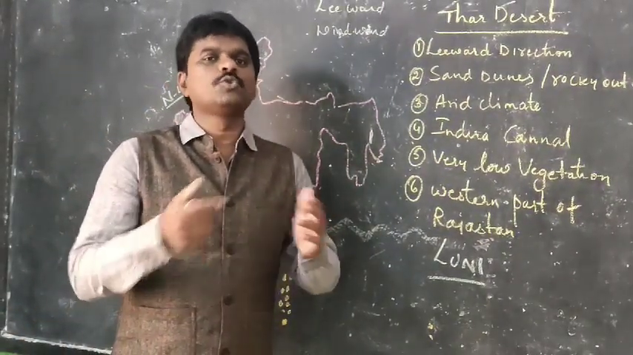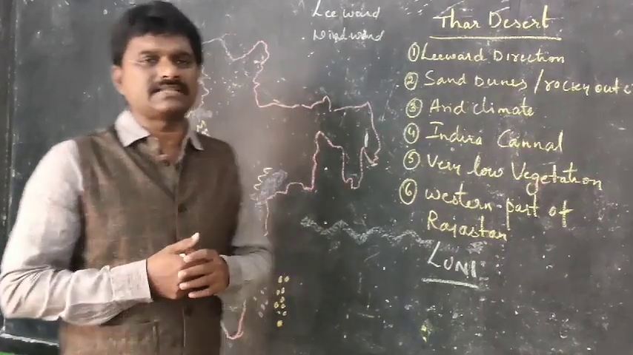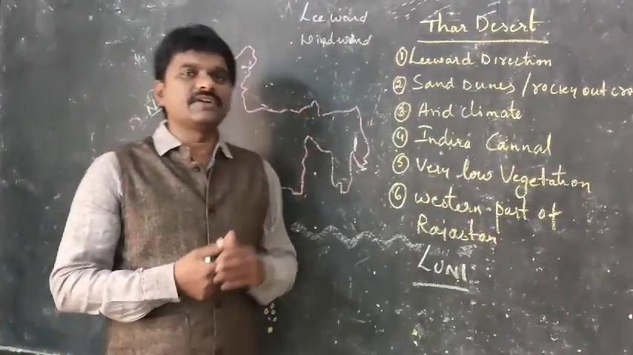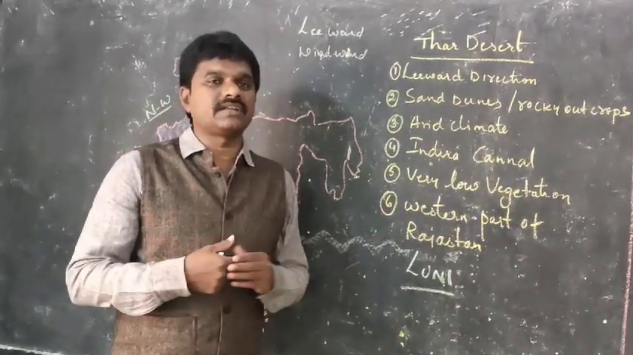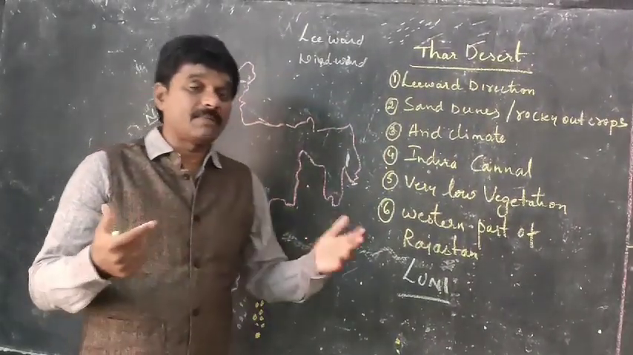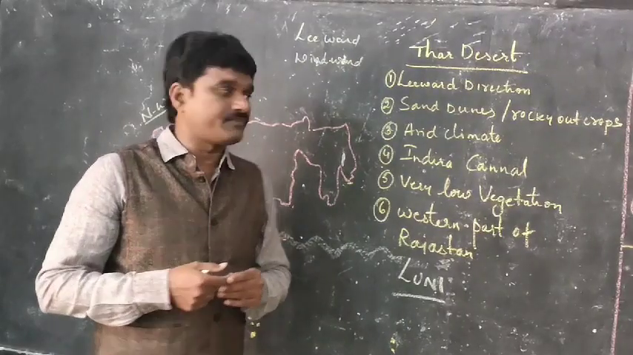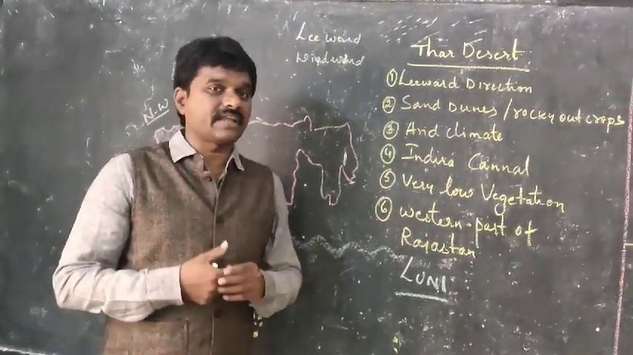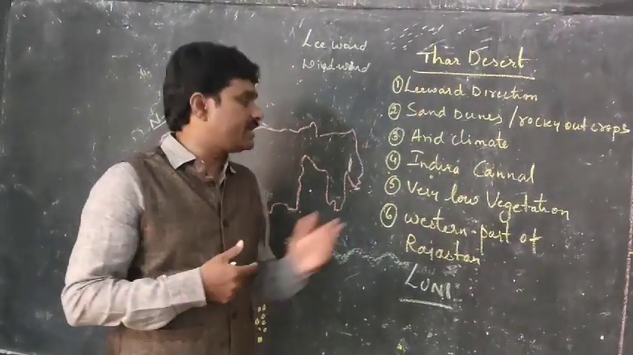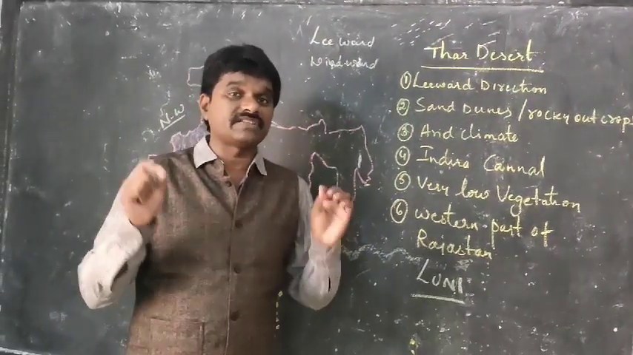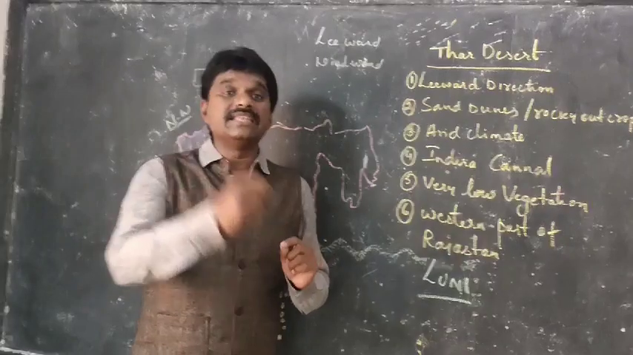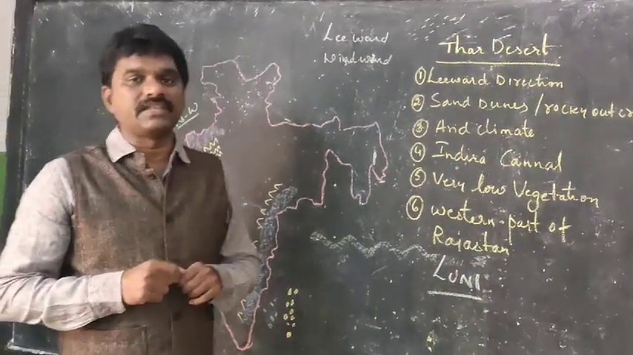So coming to the 2 marks answer about the Thar Desert. The Thar Desert is in the leeward direction of the Aravalli Mountains. It has sand dunes and rocky outcrops. The climate is arid where there is scarcity of rainfall, and you can find Indira Canal, which is the longest canal in India, and there is very low vegetation, and it is located in the western part of Rajasthan in the leeward direction of the Aravalli Mountains.